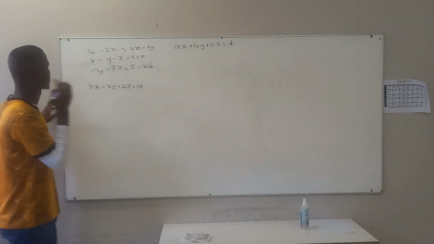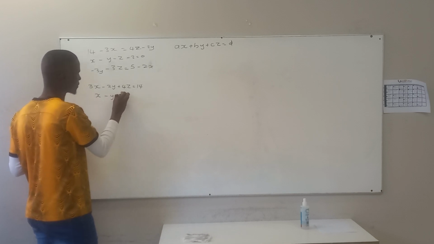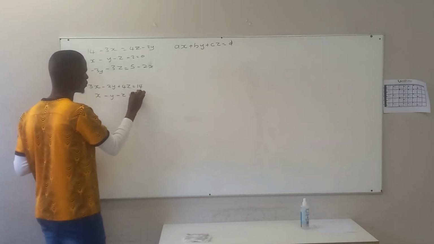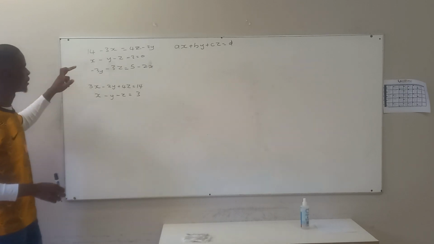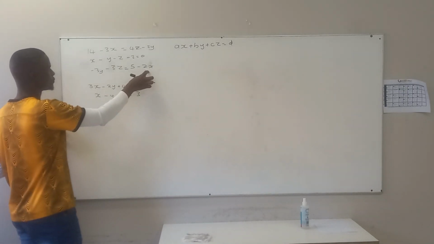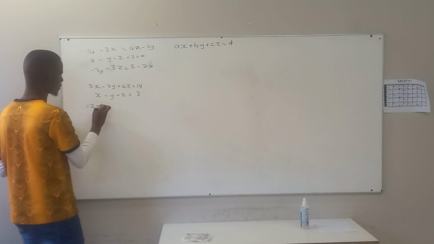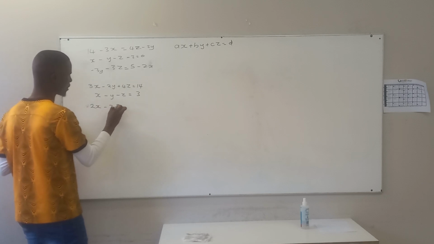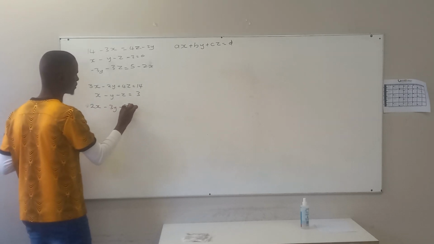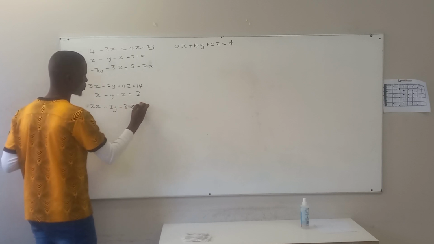Then the second one: x minus y minus z is equal to 3. And then the next one, we take this negative 2x to this side. Then we'll be having positive 2x minus 3y minus 3z is equal to 5.